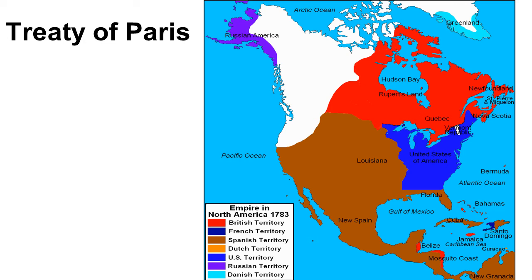So if you look at the map here, the United States of America, now official, is in blue. The English or British territory is now in red, so they have Canada. Spanish territory is in brown. Independently of the Treaty of Paris, you also have what's known as the Treaty of Versailles, where Britain makes peace with France as well as Spain, hopefully resolving any disputes over territory.